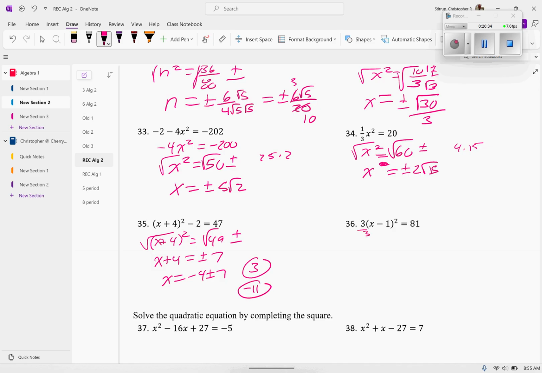Let's divide both sides by 3 on this one first. So I'm going to get x minus 1 quantity squared equals 27. Root, don't forget the plus minus. 27 breaks down to 9 times 3, so square root of 9 is 3, so I get 3 root 3. Add 1 to both sides.